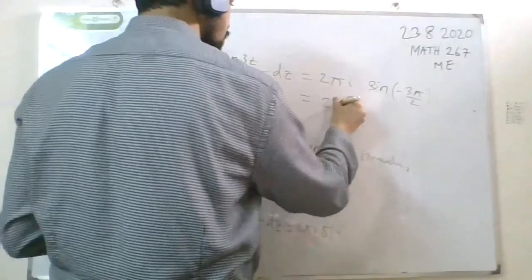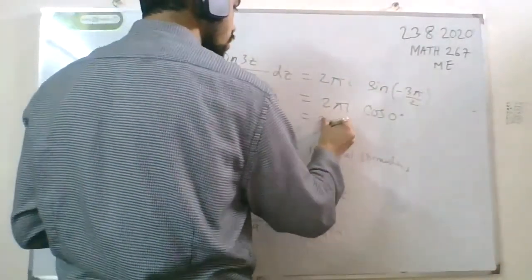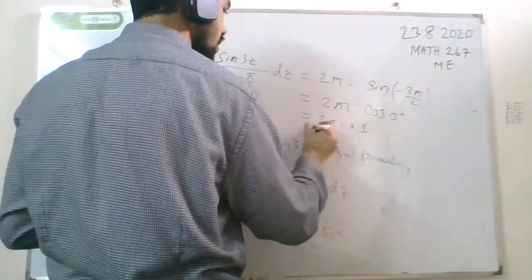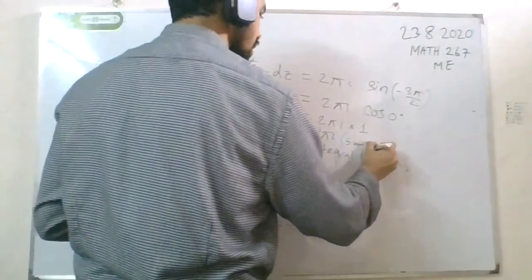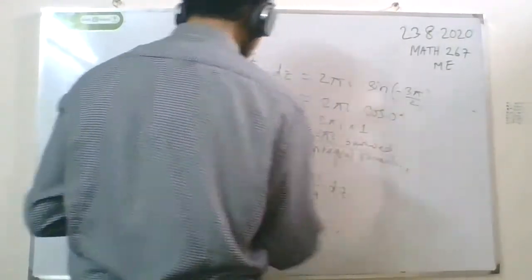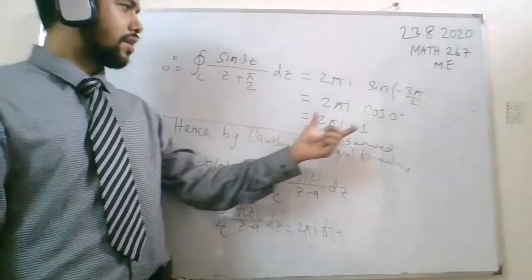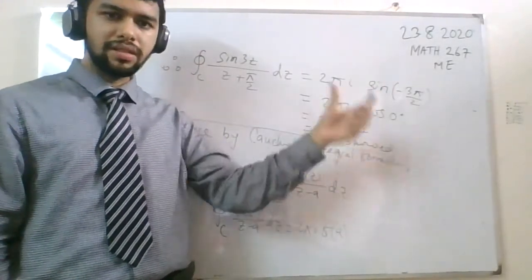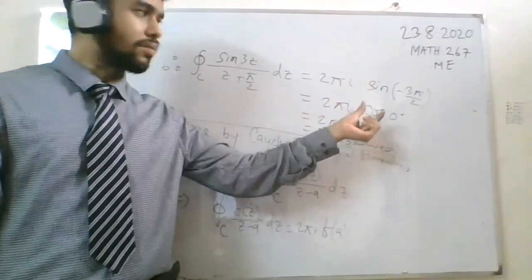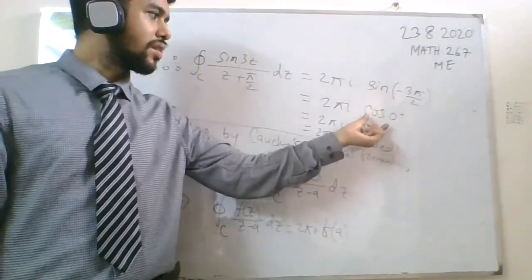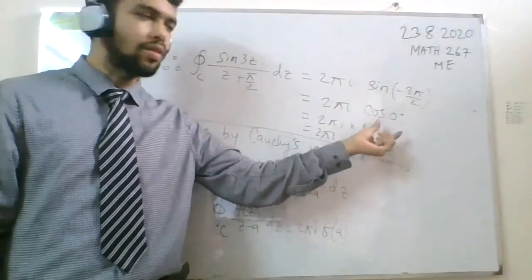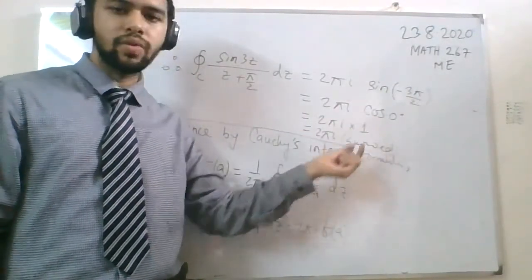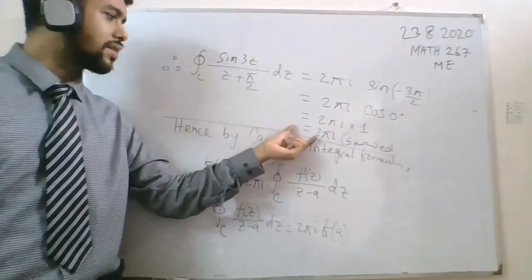Yes, sir. Okay. So after that, this is 2 pi i into cos 0, and after that 2 pi i into 1, that means 2 pi i, which is shown. So this is our required result. Where sin minus 3 pi by 2, that means sin pi by 2 is cos, so you can also get your result, which is sin minus 3 pi by 2 is cos 0 degree, and cos 0 equals 1, and then you can get your required result, which is 2 pi i.